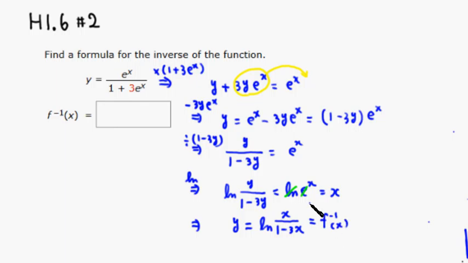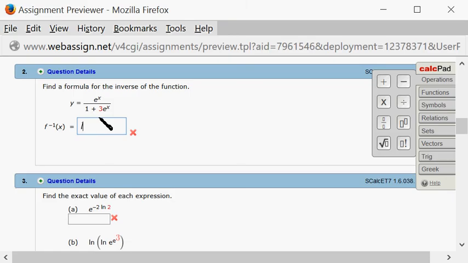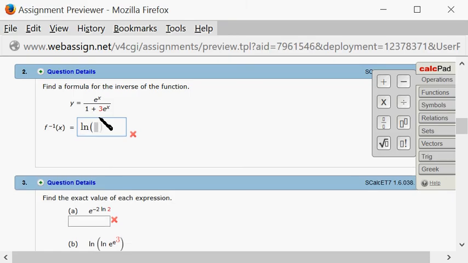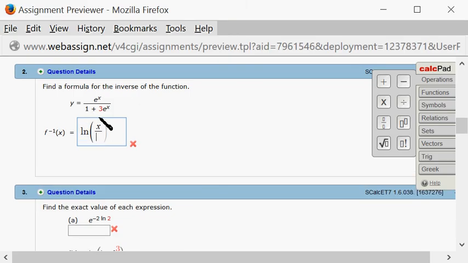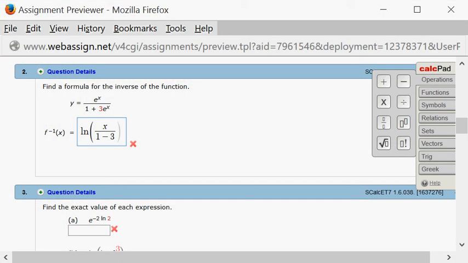So let's plug it in. We have the natural log of x over 1 minus 3x. Actually, I forgot what it looks like: 1 minus 3x. Right? So let's double check.